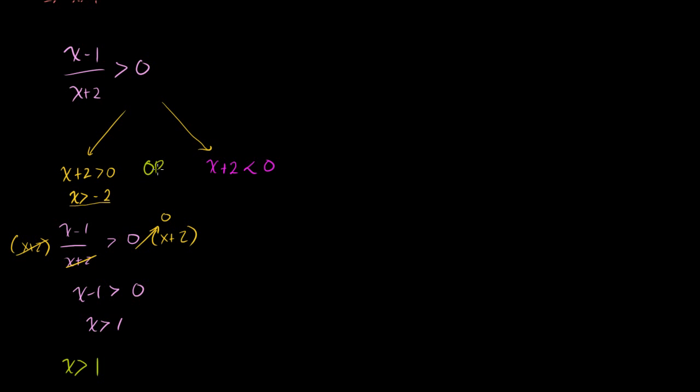The other situation is x plus 2 being less than 0. If x plus 2 is less than 0, that's equivalent to saying that x is less than minus 2. You just subtract 2 from both sides. Now, if x plus 2 is less than 0, let's see what we'll have to do when we multiply both sides. We have x minus 1 over x plus 2, we have some inequality, and then we have a 0.